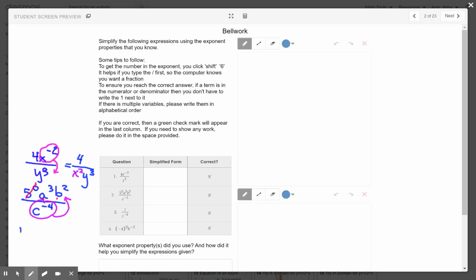Now, like I said, technically it's a 1, a to the third, b squared, none of that moves. The only thing that moves is c to the fourth. However, that 1 is not needed, so your final answer would be a cubed times b squared times c to the fourth.